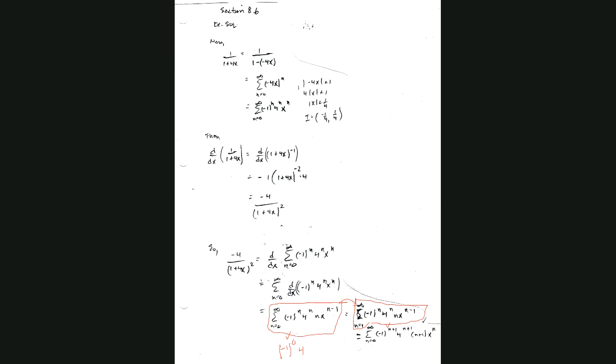And look, if I put in 0 for n here, when n equals 0, it's the first term. You get negative 1 to the 0 times 4 to the 0th power times 0 times x to the 0 minus 1. So the first term is 0, so these two series are the same.